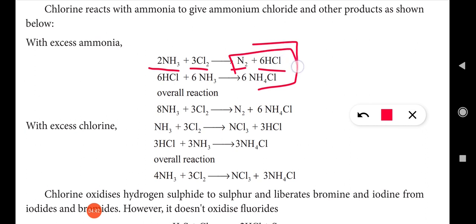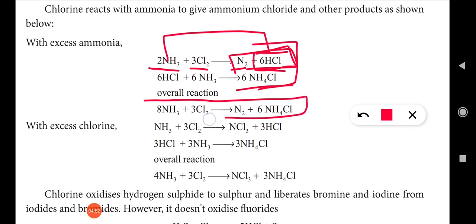Then the hydrochloric acid reacts further with ammonia to form ammonium chloride. So this is the overall reaction: ammonia reacts with chlorine to form ammonium chloride and molecular nitrogen. This is the reaction of chlorine with excess of ammonia.